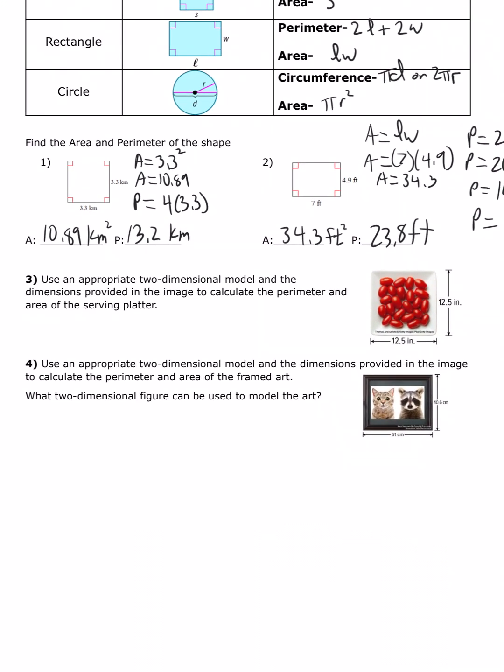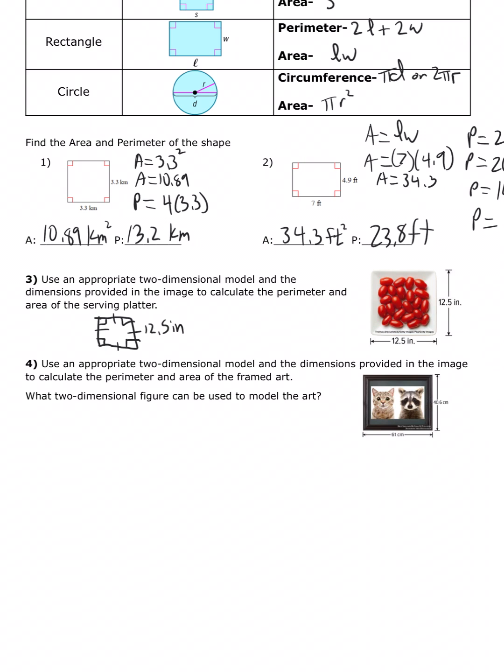Alright, so next we have a picture of a serving platter. And we want to model that using a two-dimensional model. Well, I can see that each side of the serving platter is 12.5 inches. So we're actually just going to draw a square. We label it a square by having 4 right angles, and each side is congruent. So we show that with the tick marks, and one side is 12.5 inches.